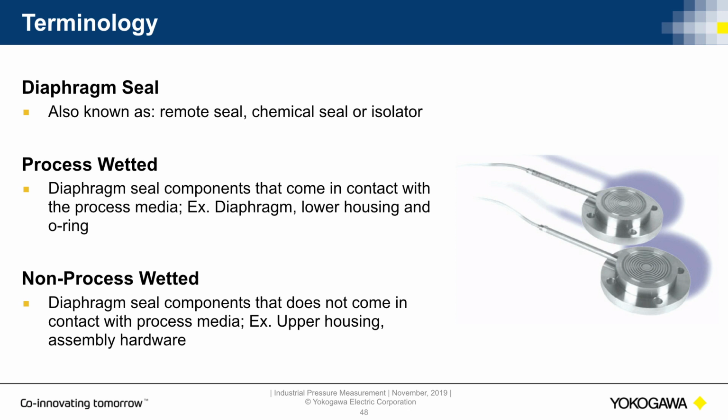But there are non-wetted parts on these diaphragm seals that don't directly come in contact with the process. So there's an upper housing, any assembly hardware, backing flanges. Those might not need corrosion resistant materials, but if you have a corrosive atmosphere, you need to consider that as well in terms of process resistance.